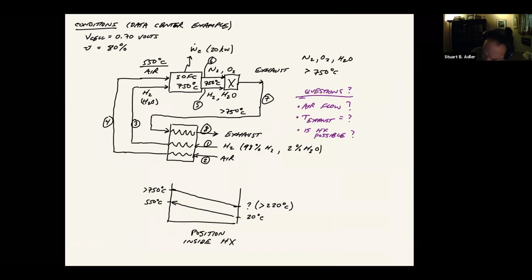So if I'm going to use red here, here's our fuel cell where we've specified the inlet and outlet temperatures. I call this control volume number 1. That's the control volume that I want to consider with an open system balance.